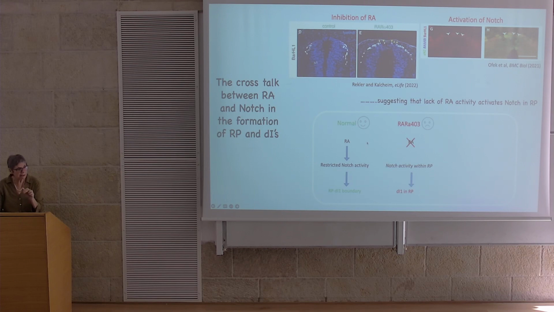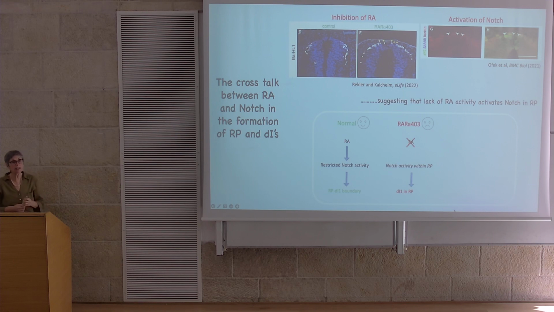So the idea is the following. Under normal conditions, we proposed, based on all the data I've shown to you, that retinoic acid restricts notch activity to the boundary, thereby creating a physical separation between roof plate and DI1. If you eliminate retinoic acid, notch activity goes into the roof plate. We saw it at the level of activity and at the level of gene expression. And then we see also DI1 cells in the roof plate. All of this I have shown to you as evidence.